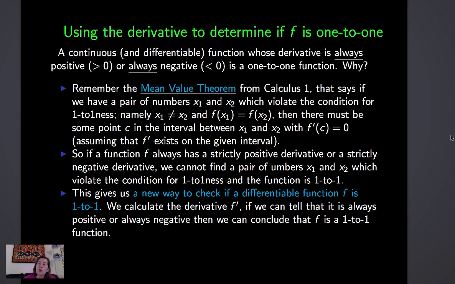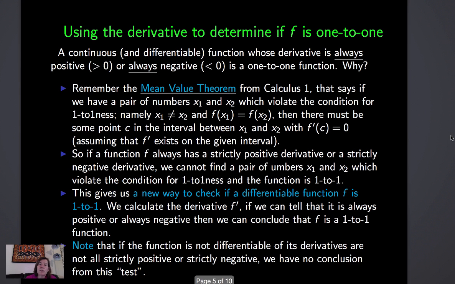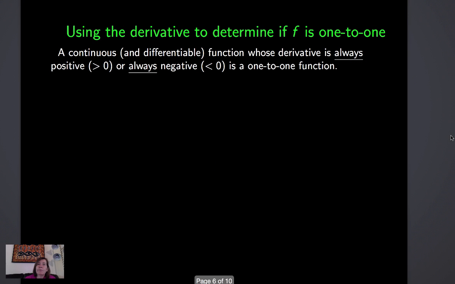So this gives us a new way to check if a differentiable function is one-to-one. Namely, we calculate the derivative, and if we can tell that it's always positive or always negative, we can conclude that the function is one-to-one on that interval. Note, if a function is not differentiable, or if its derivatives are not all strictly positive or strictly negative, then we can't apply this test.